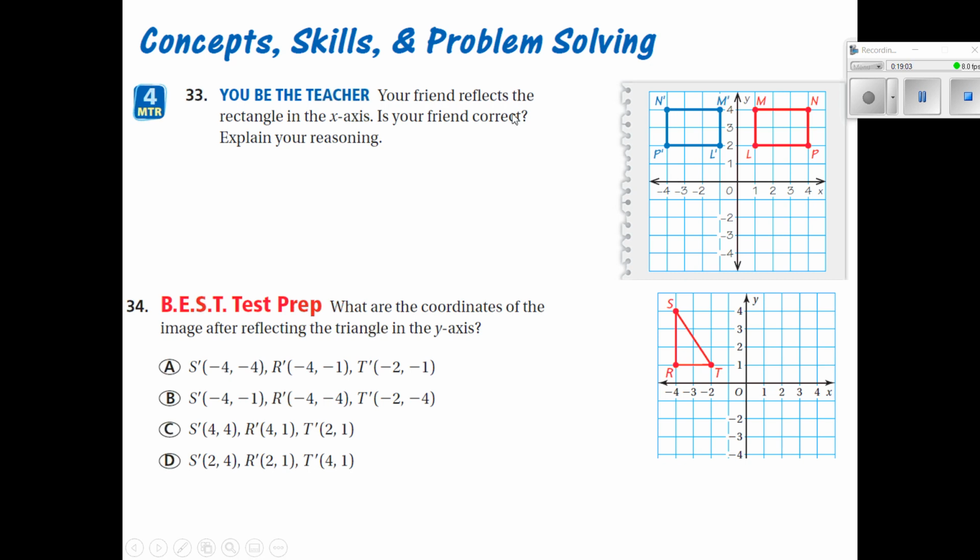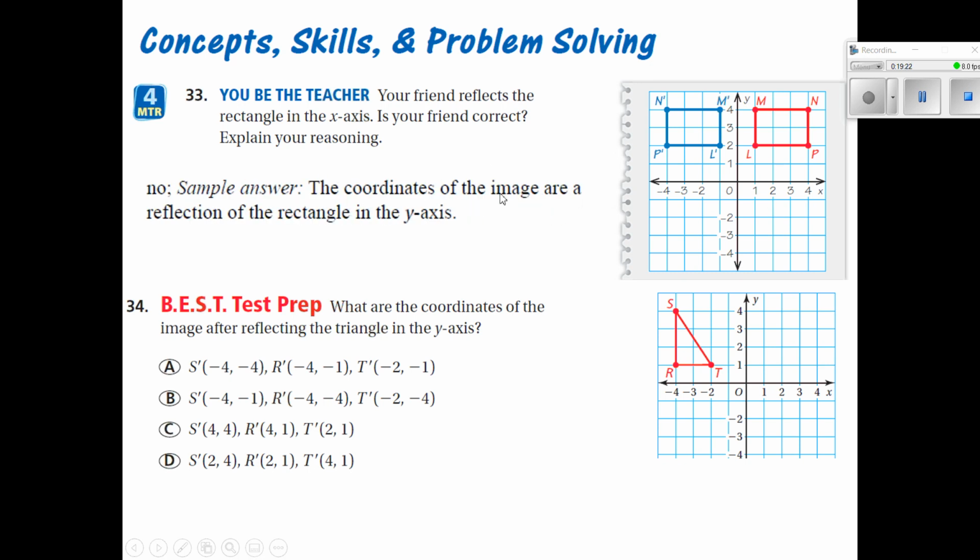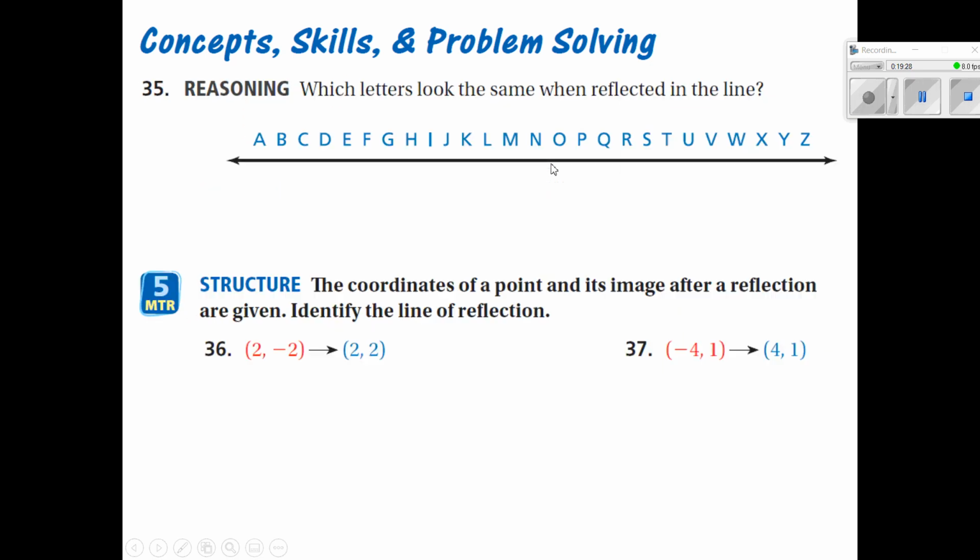Now remember, the only weird part is it says your friend reflects the rectangle in the x-axis, which means he should have reflected it across x and not y. So even though this is a reflection, it's a reflection in the y-axis, not the x. So no. The coordinates of the image are a reflection of the rectangle on the y-axis. Number 34 is for you to do.